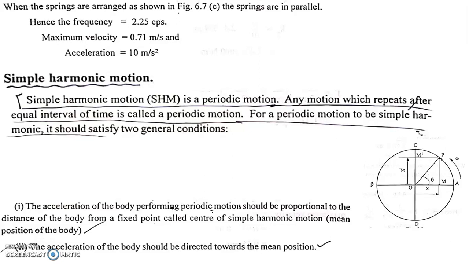Initially, that is from point A, the acceleration should be maximum. When reaching the mean position, the acceleration should reach 0. That is the meaning of it. The acceleration of the body should be directed towards the mean position. The body is given acceleration to reach its mean position. These are the two conditions for a periodic motion to be a simple harmonic motion.